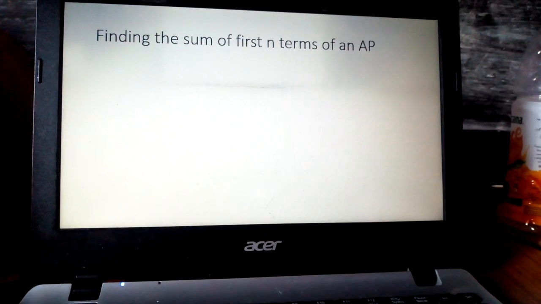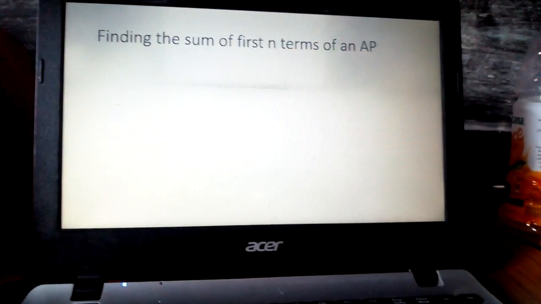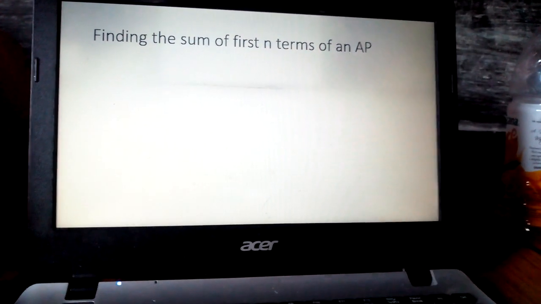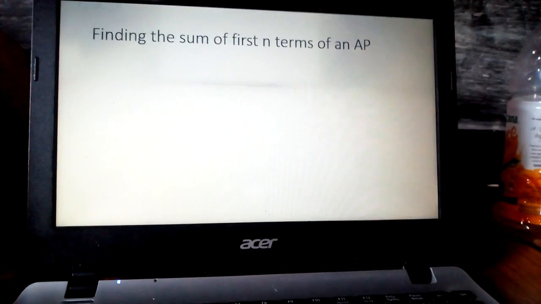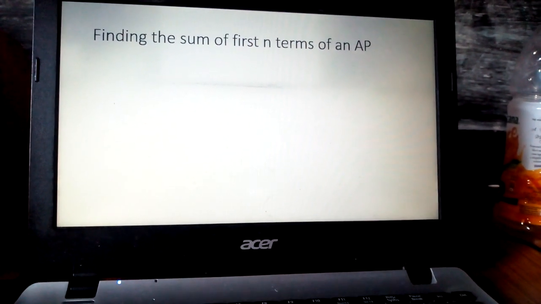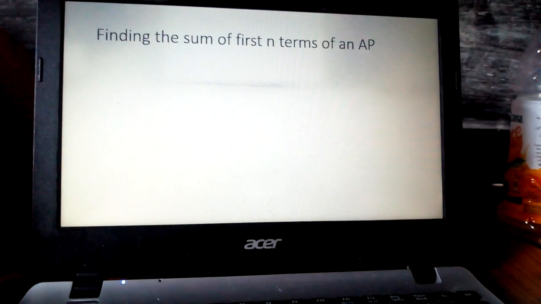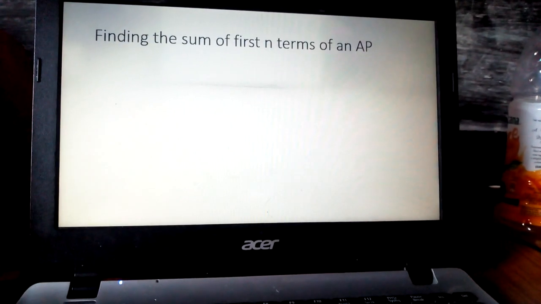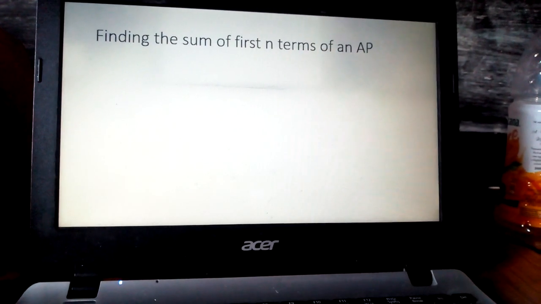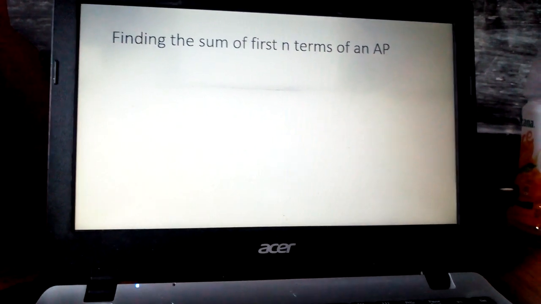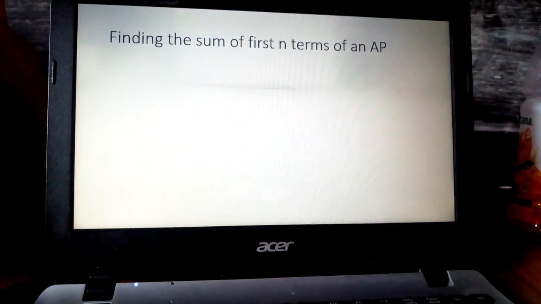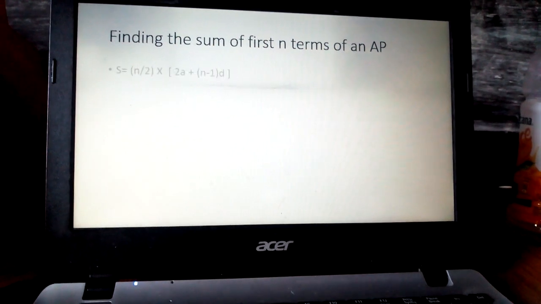Do you understand the difference? Earlier we were trying to find out the nth term, let's say the third term or the fourth term. Now what we are going to do is find out the sum of the first n terms. Let us take an example and you would be able to follow it better. But before that, let us discuss the formula that we are going to use to calculate the sum of the first n terms.